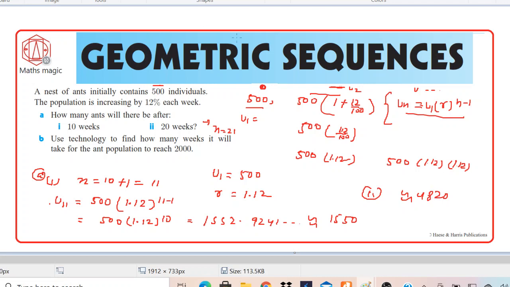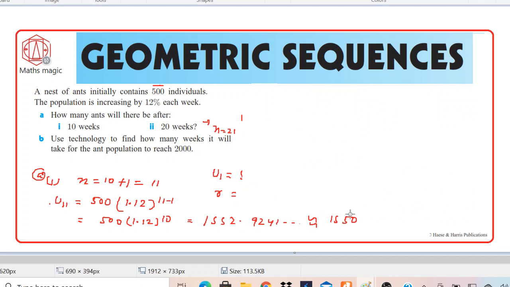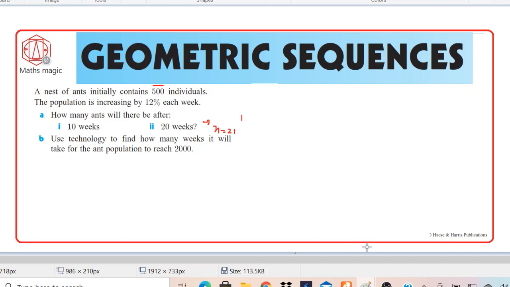Now part B of this question. So we have already identified u1 and the common ratio. Now we will use this information for part B. In part B it says how many weeks it will take for the population to reach 2000. So we have to set the equation for how many weeks it will take to reach the population 2000.